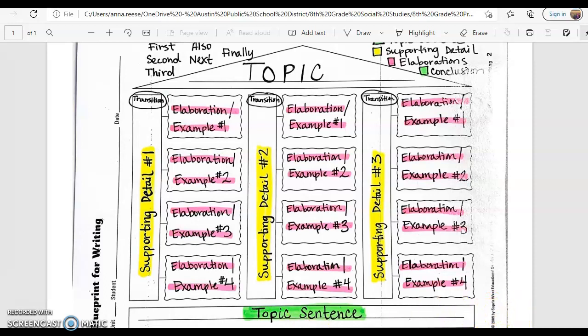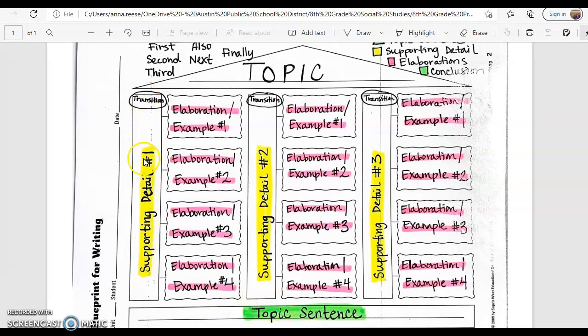So what we're going to write on the bottom here is the topic sentence. The topic sentence is the first sentence in your paragraph. It explains what you're going to be talking about. It gets the reader interested. And so we're going to be writing that down here as pre-writing before we actually start our paragraph.